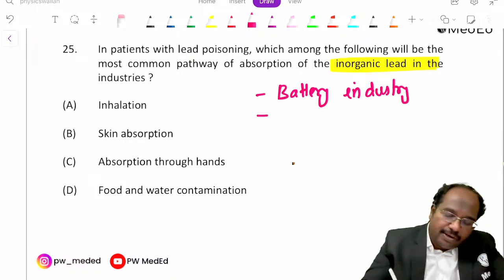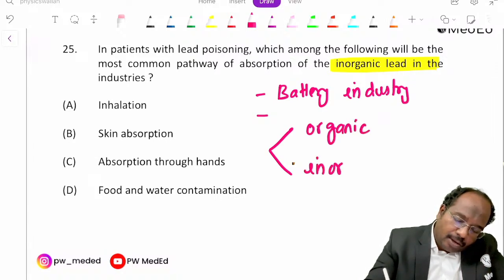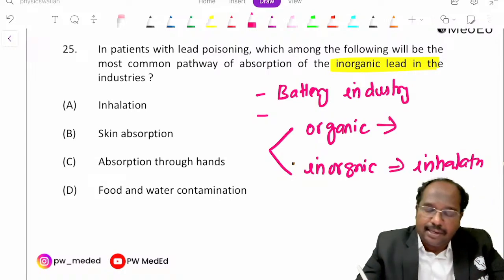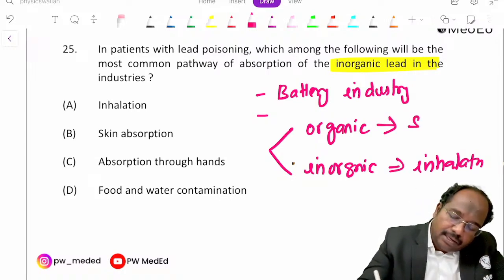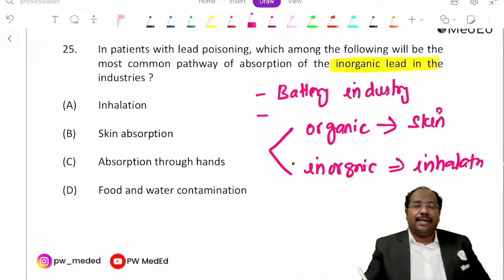We have two types of lead, organic and inorganic. Inorganic lead is inhalation, guys, inhalation. What is the route of organic lead? Organic is skin absorption. So organic is skin absorption and inorganic is inhalation.